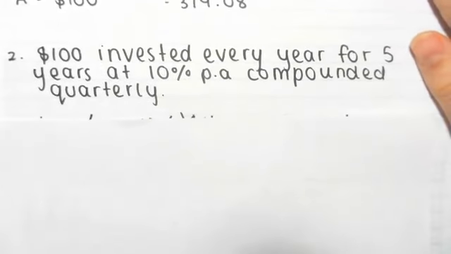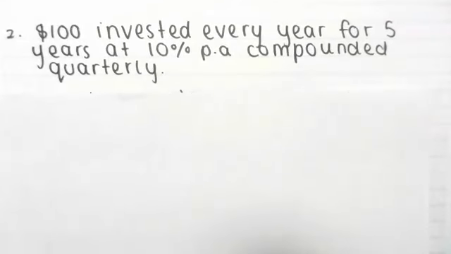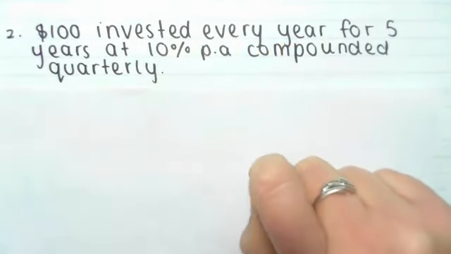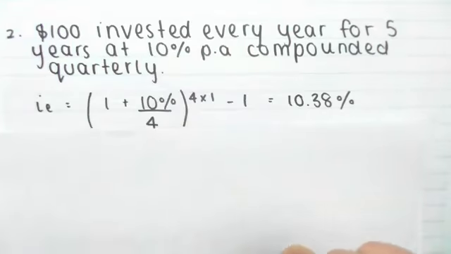So our second example is $100 invested every year for 5 years at 10% per annum compounded quarterly. So we can see here that it's every year, but we've got a compounded quarterly. So we're going to need to use the effective interest rate formula.